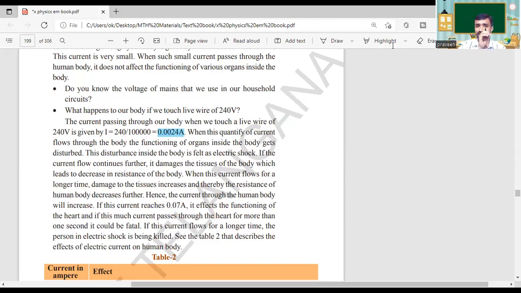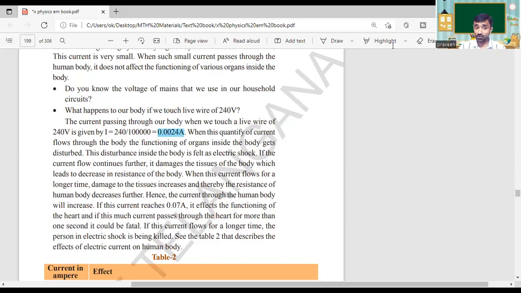So if 0.0024 amperes of current continuously passes through your body, what happens? It damages the tissues, in biological terms, the cells or tissues, whatever it may be. The inner organs decrease in strength. They are unable to perform their function. That is the reason here.